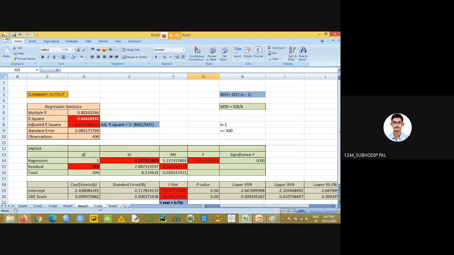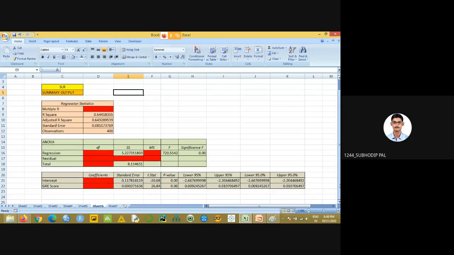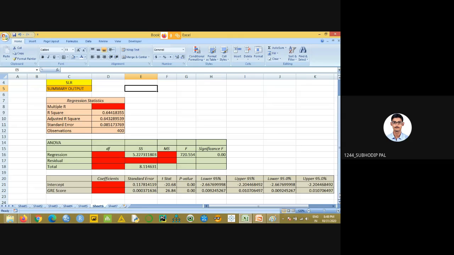Do you want to solve one? I have another. Can you solve this? This is the last. That will be the end for today. The red one you have to find. It's very simple.